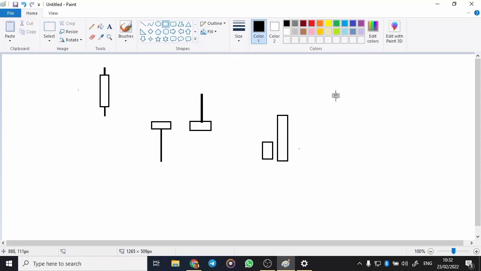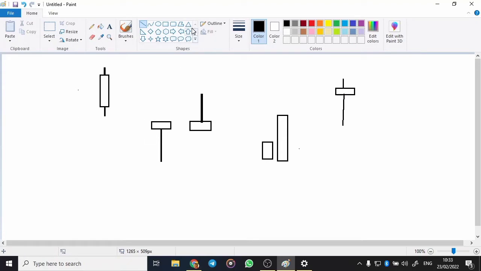And like the pin bar, which looks like a pin, it will be a small wick on top, followed by a pin bar, which will just look like this. Okay, pin bar. Or it can just look upside down. So these are interesting candlestick patterns that form in the market.